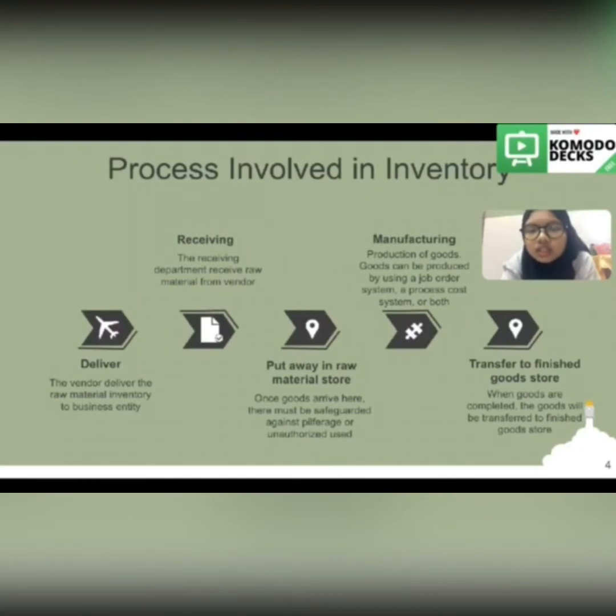Firstly, the business entity will purchase the raw material from vendor, and that is the purchasing cycle. The process of inventory begins with the delivery, which is the vendor delivering the raw material inventory to the business entity. After the delivery, the receiving department will receive the raw material from the vendor. This is the process of receiving.